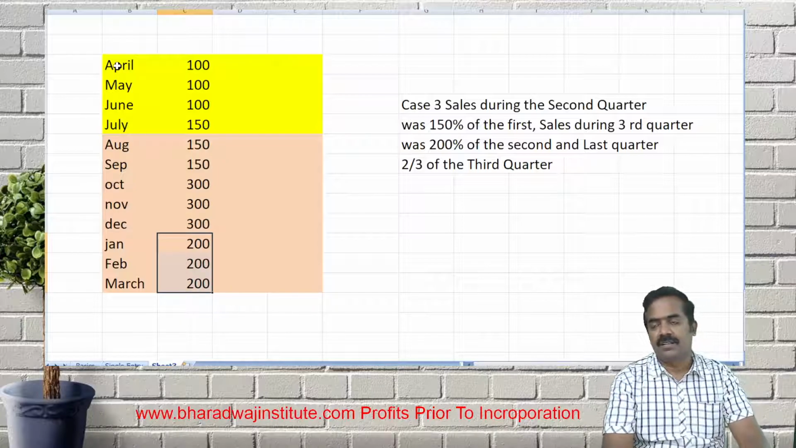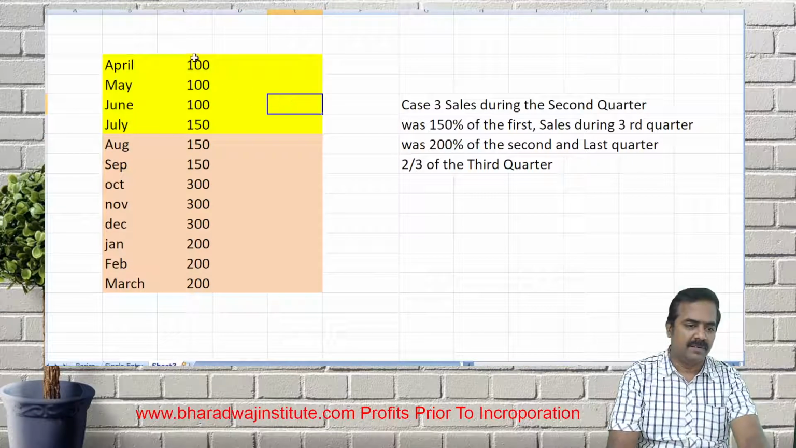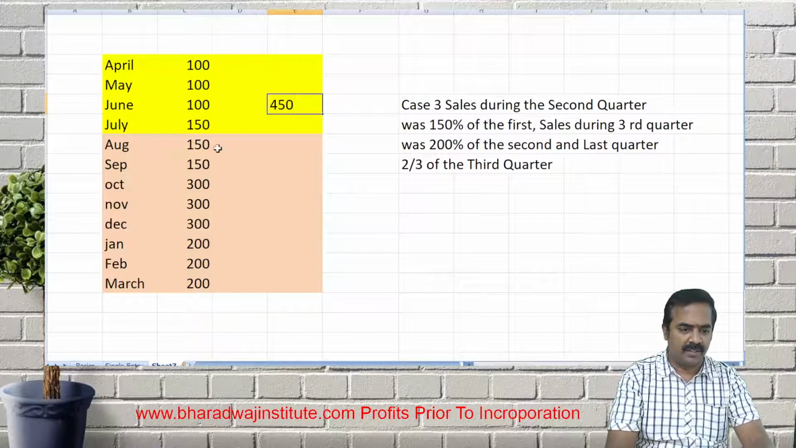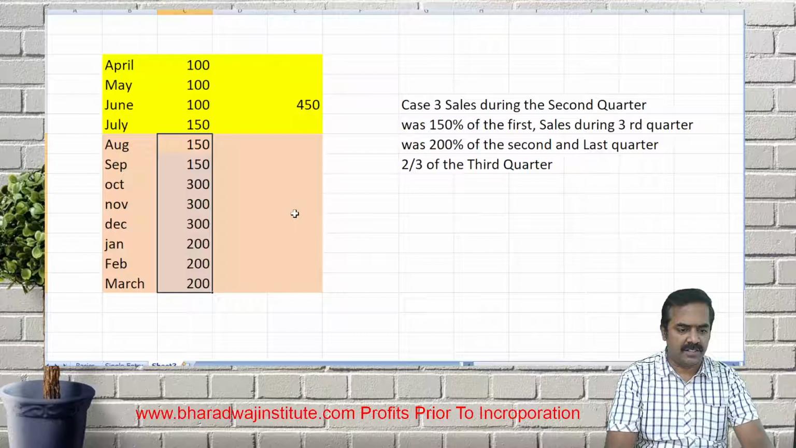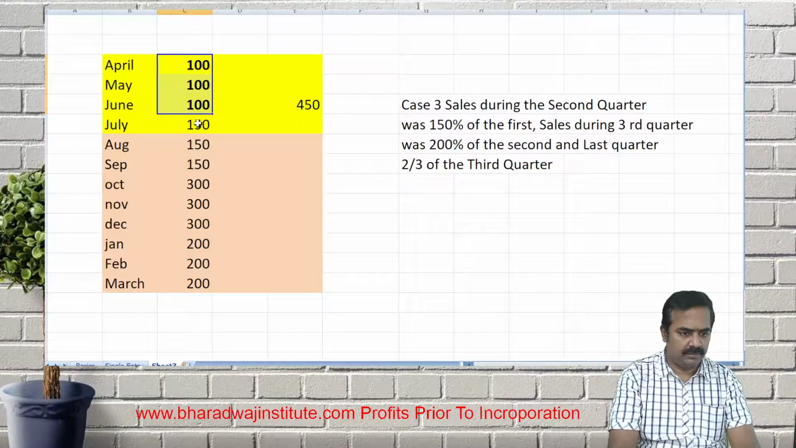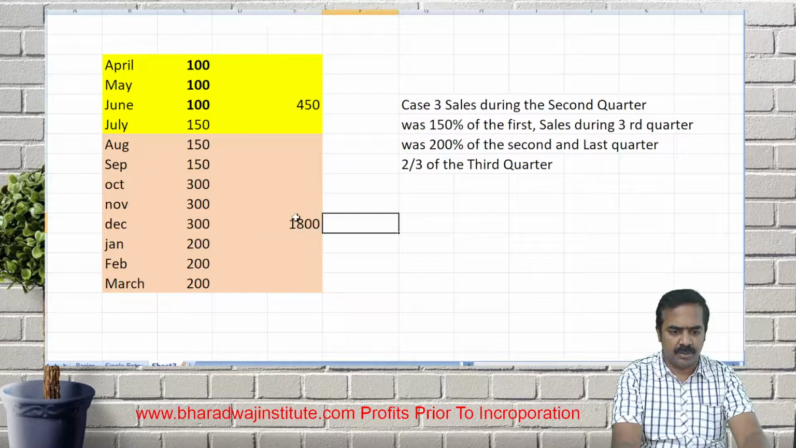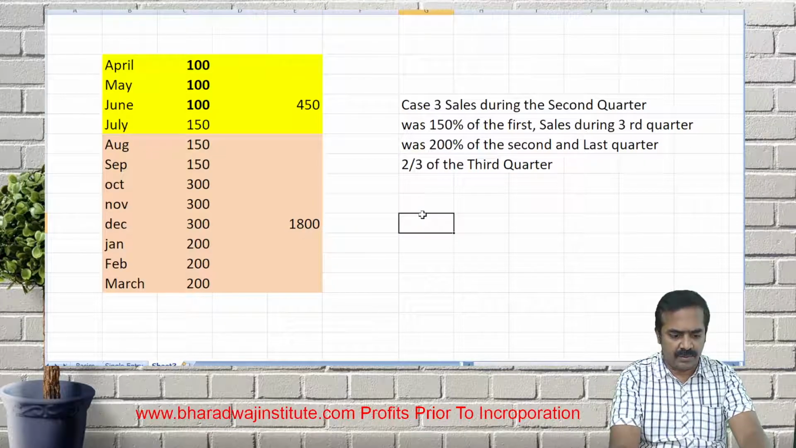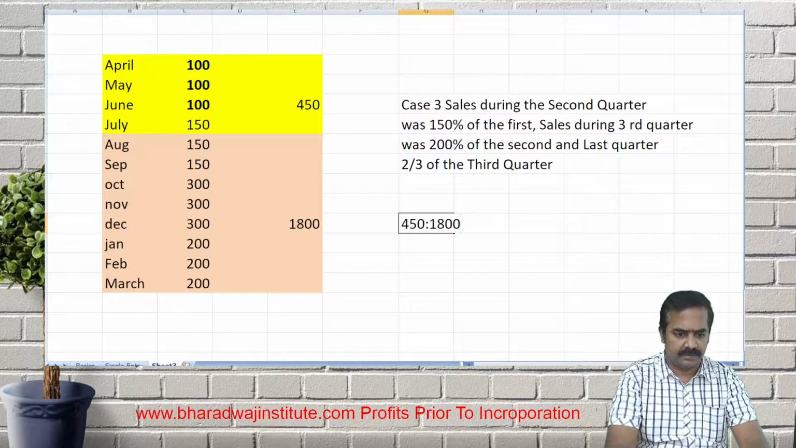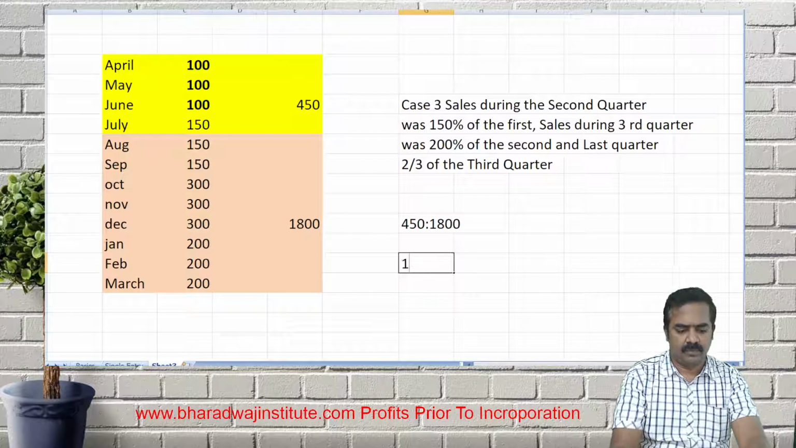This is for information. But for us, look at the sales of the first 4 months. How much is it? Let's take it as 450. After that, look at the next figure, 1800. So the ratio is 450 to 1800. What will be the ratio? 1:4.